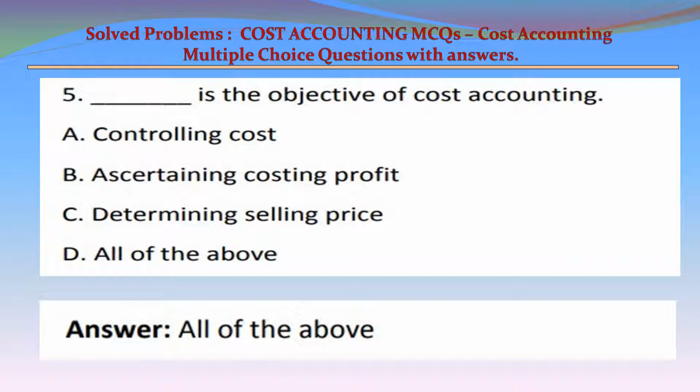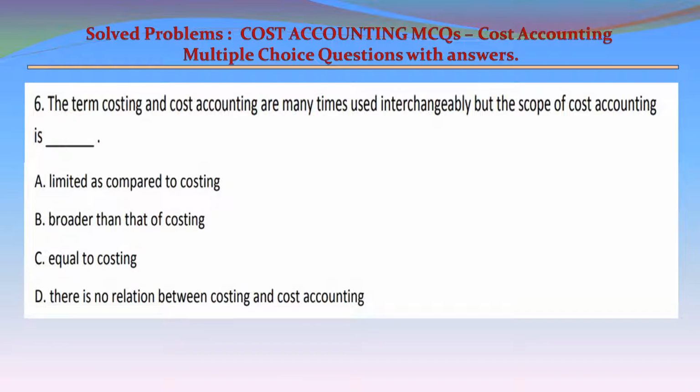Answer D. All of the above. 6. The term costing and cost accounting are many times used interchangeably, but the scope of cost accounting is dash. Option A. Limited as compared to costing. B. Broader than that of costing. C. Equal to costing. D. There is no relation between costing and cost accounting.